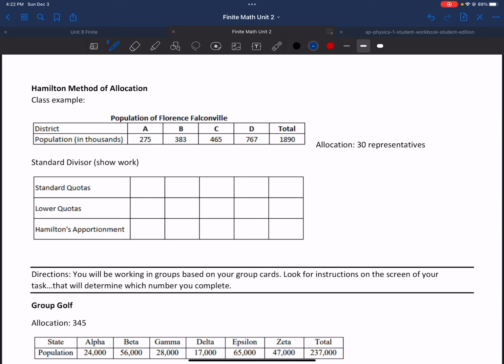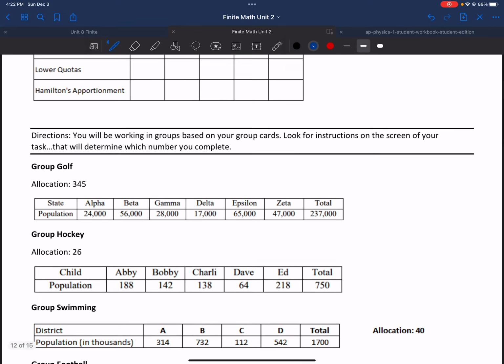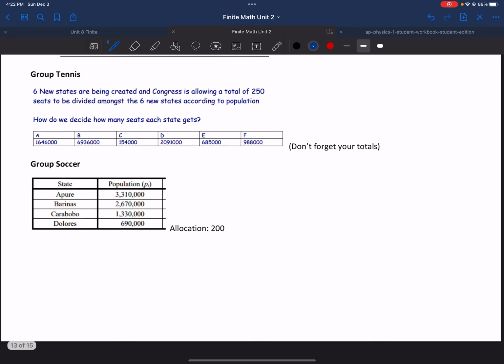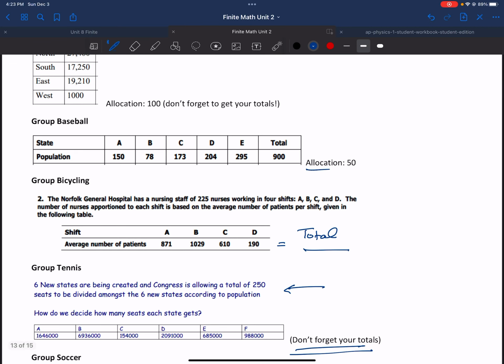But we're going to go over an example here, and then you are going to work on the 10 examples that follow. Some of them do not have your totals, so you need to make sure, for example, like this one doesn't have your total, so you need to make sure that you add those up. And then others of them will have the allocation in the body of the paragraph, and some of them will have them over to the side.